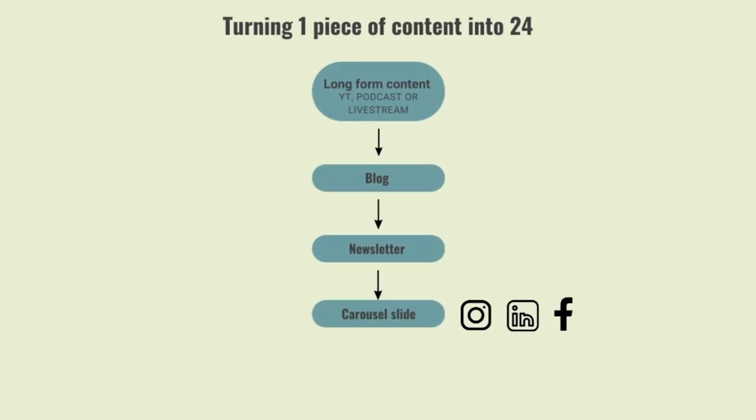So we just went from one long form piece of content, which is YouTube, podcast, or live stream webinar of some sort. And then we made it a blog. And then from that blog, we took the script and created an email newsletter letting people know that it's there. And then from there, we created a text slide for Instagram, LinkedIn, and Facebook. So that right there is 6 pieces of content in itself.